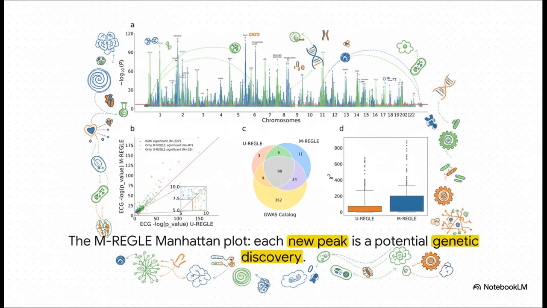And wow, just look at the result. This is a Manhattan plot, and it basically shows us all the genetic discoveries MRGLE made when it looked at 12 different heart readings, ECG leads, all at once. Every single one of those giant peaks shooting up past that red line, that's a potential new genetic discovery for heart health. By putting all the data together, it's finding stuff that was just impossible to see before.